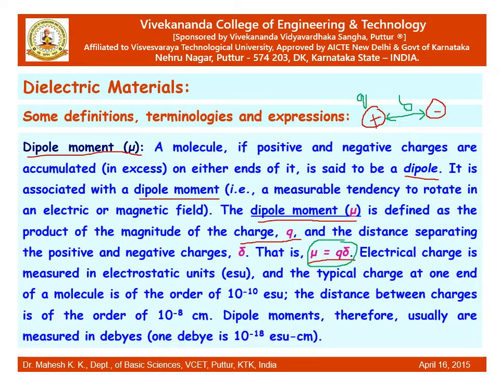Electric charge is measured in electrostatic units normally, and the typical charge of one end of the molecule is of the order of 10 to the power minus 10 ESU, that is electrostatic unit. The distance between charges is of the order of 10 to the power minus 8 centimeter, that is 1 angstrom unit. Dipole moments therefore usually are measured in Debyes. So 1 Debye is equal to 10 to the power minus 18 ESU centimeter.